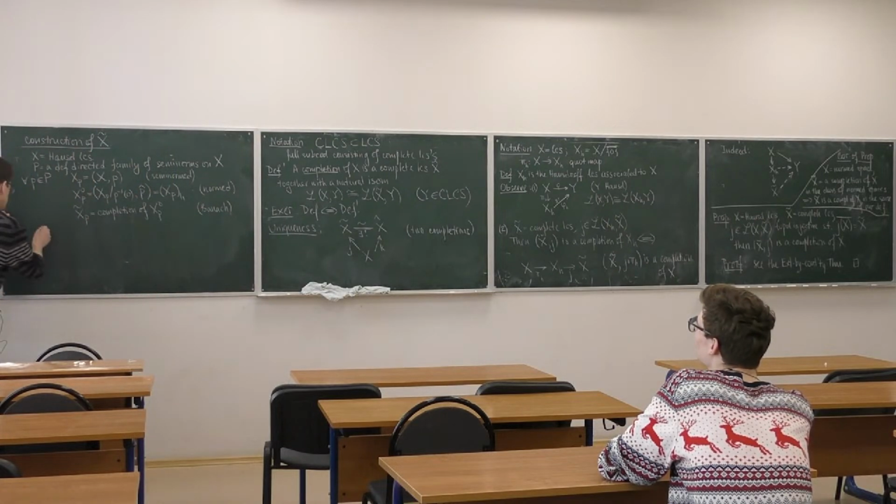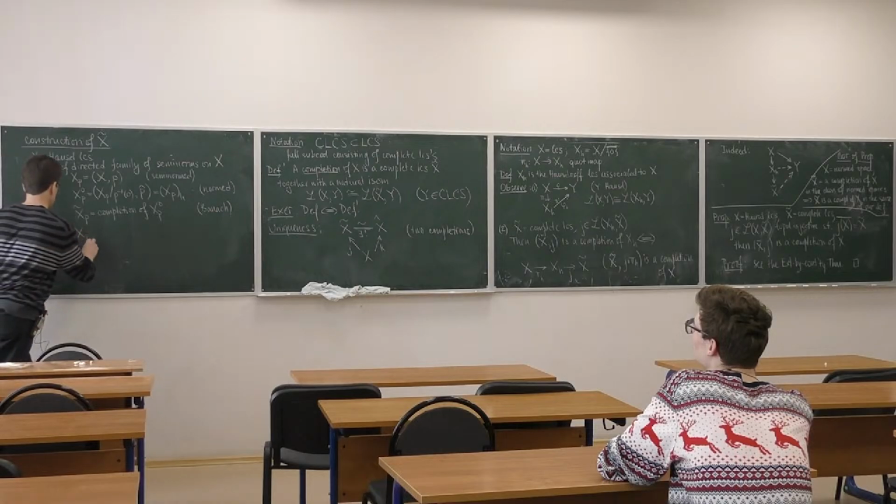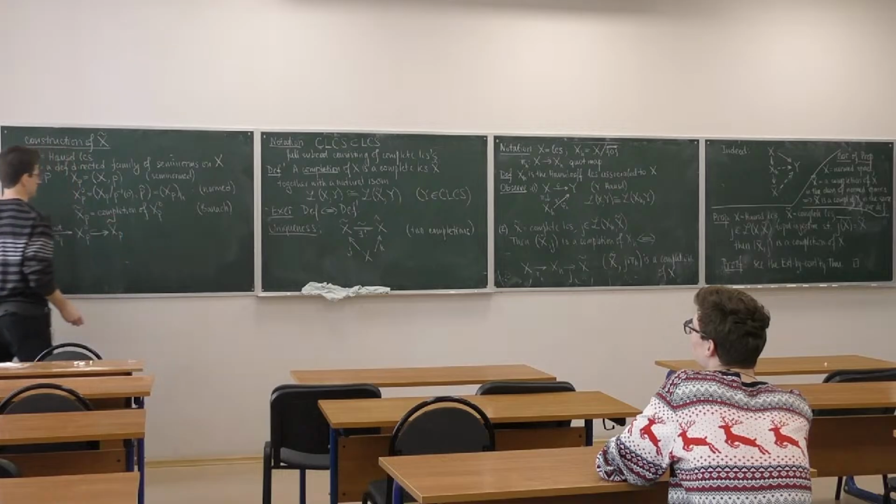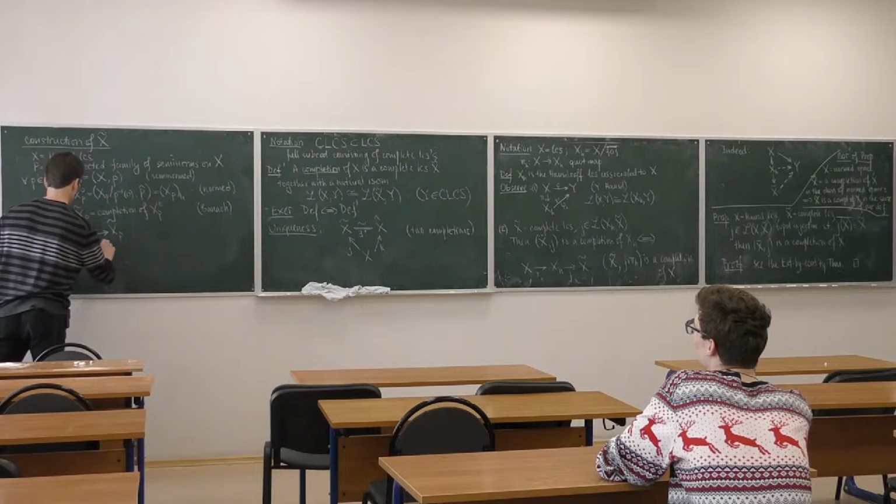So for every p in our family, we have the following picture. So we have the quotient map, let's denote it by π_p. This is the quotient map of X to X_p^0. And X_p^0 is a dense subspace in its completion, X_p tilde. So the composition of these maps will be denoted by φ_p.